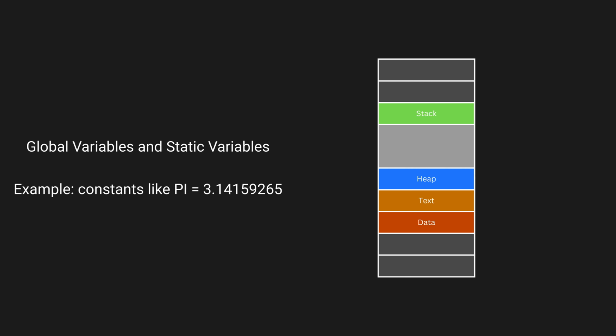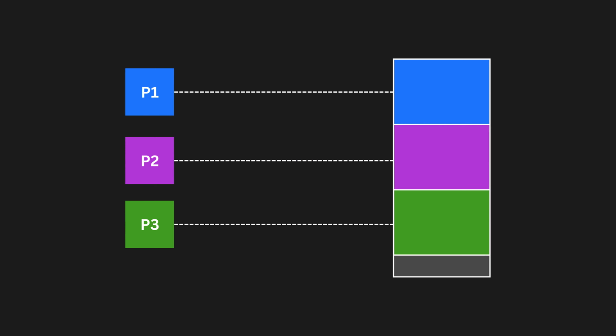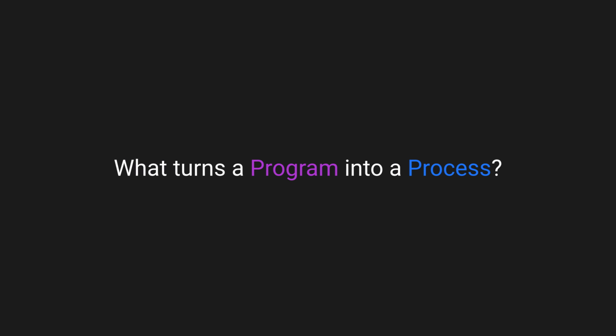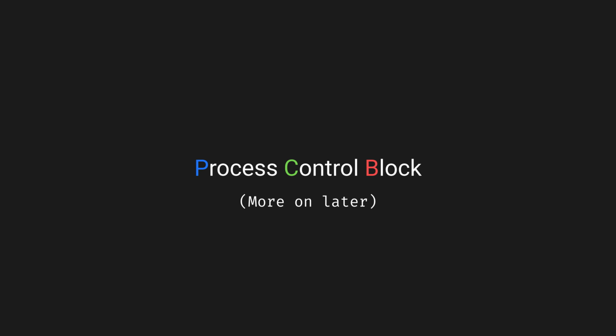At this stage, the program is loaded into memory, but it's not yet a process. Also, for every program, a separate block of memory is allocated. So, what turns a program into a process? A process is a program in execution. When the operating system decides to run a program, it assigns it a process control block, PCB, which we'll talk about later, and starts executing its instructions.